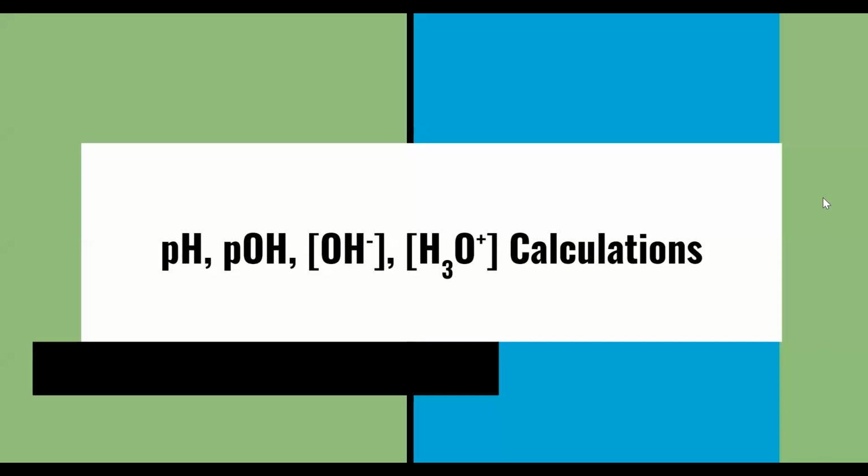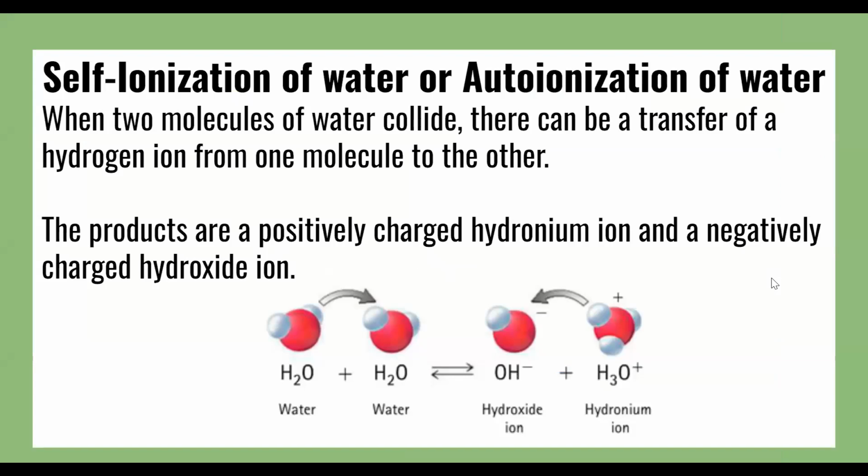This is pH, pOH, hydroxide ion concentration, hydronium ion concentration calculations. But before we start any calculation, we have to look at a very, very important concept that will be used. This is self-ionization of water, or it's called auto-ionization of water. This is when two molecules of water collide.